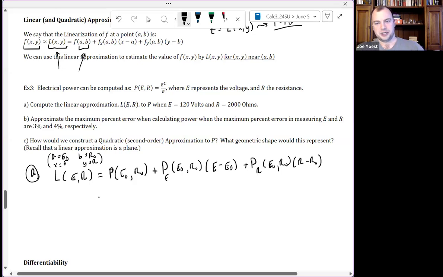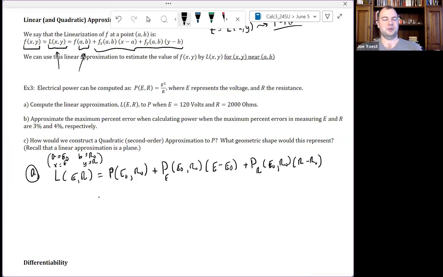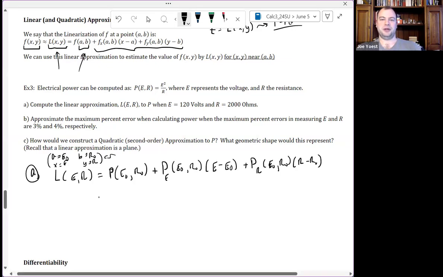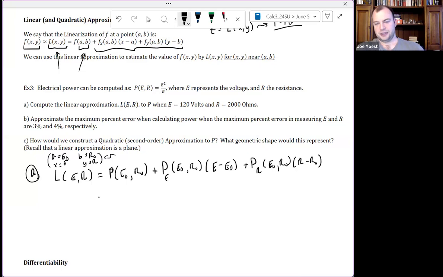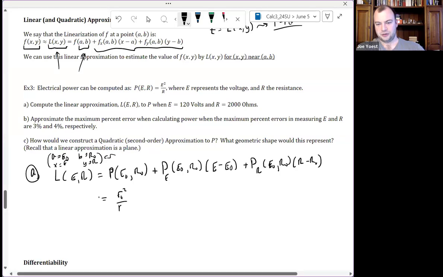This is just what we have up here. You can just think of it in terms of first variable and second variable, or you can think of it as this mapping from up above. Okay, so P of E naught, R naught, I guess, is E naught squared over R naught.